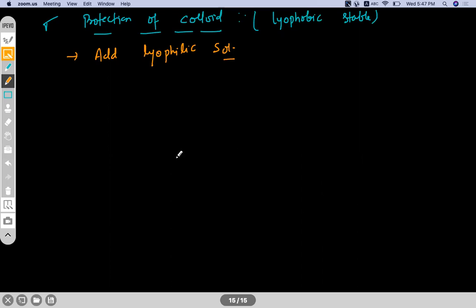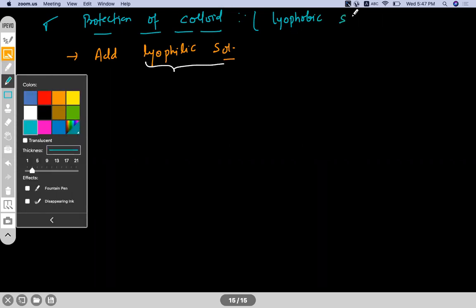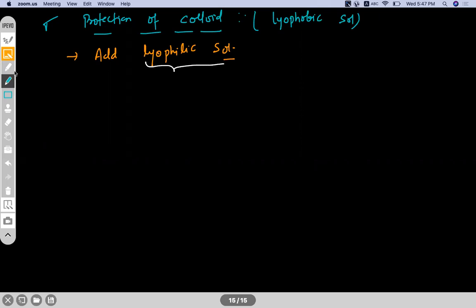And that is why lyophilic sol, we also call it a protective sol. Okay. Lyophilic sol protects lyophobic sol. That's why lyophilic sol, we also call it a protective sol, the other name of this. It protects the lyophobic sol from coagulation.